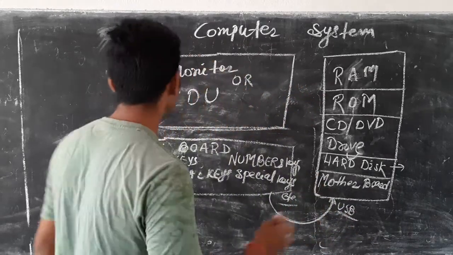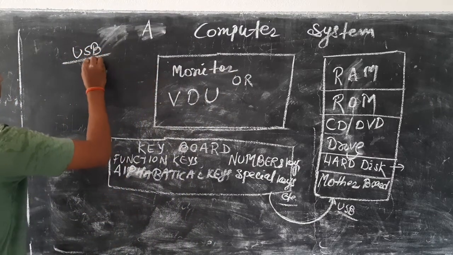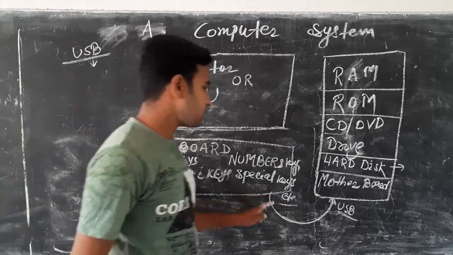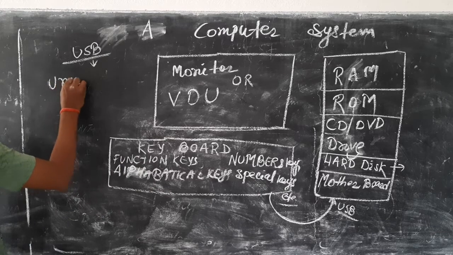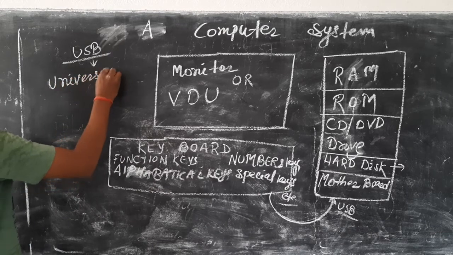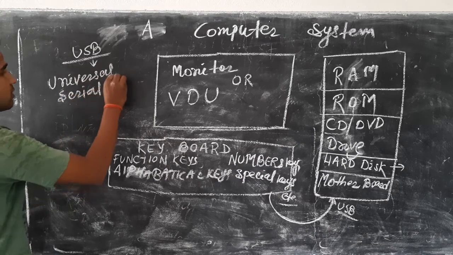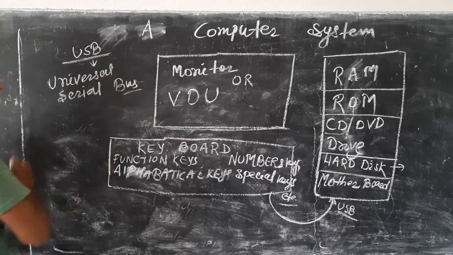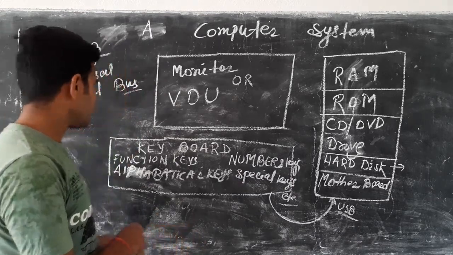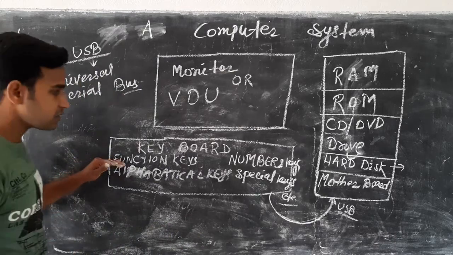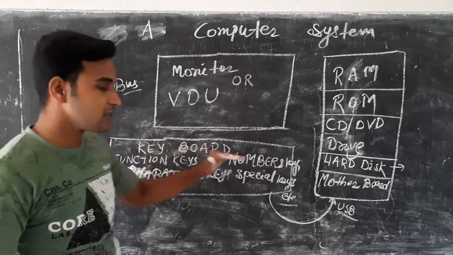So our new word is USB. What is USB? It is the connecting wire. It stands for Universal Serial Bus. So our new words are function keys, number keys, alphabetic keys, and special keys.